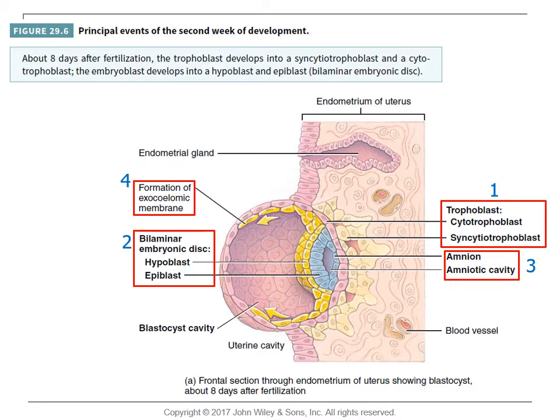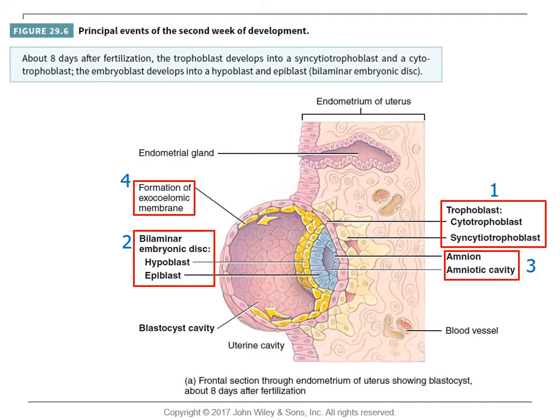Okay, so let's go over some of the stuff that we talked about in the previous slides by looking at this figure. This figure shows us the principal events of the second week of development. About 8 days after fertilization, the trophoblast develops into a syncytiotrophoblast and a cytotrophoblast. The embryoblast develops into a hypoblast and epiblast, which is the bilaminar embryonic disc.